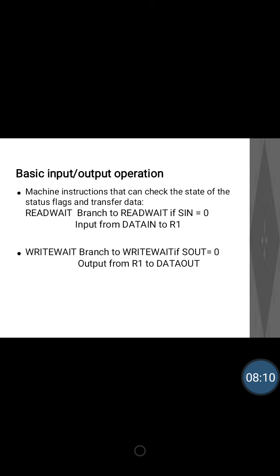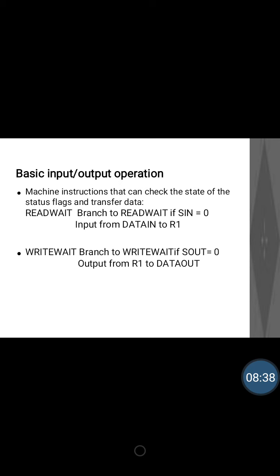The next step is input the data from data in to R1. Take the data which is there in the data in buffer register and place it in R1. Now data in is empty, that is why SIN becomes 0, and it will be waiting. Again when a character is placed in the data in register, SIN becomes 1, and again it will be collecting the data to R1. So, this is how the read operation is done, using the instructions I have written.